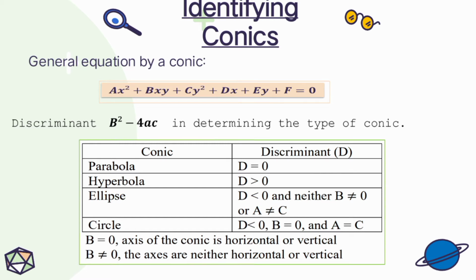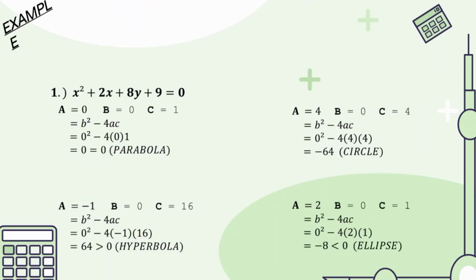Next, let us have an example. We are given the equation x squared plus 2x plus 8y plus 9 is equal to 0. By using the discriminant formula, which is B squared minus 4AC, let us substitute all the values. A is equal to 0 because we don't have y squared. B is equal to 0 since we don't have xy. And C is equal to 1.